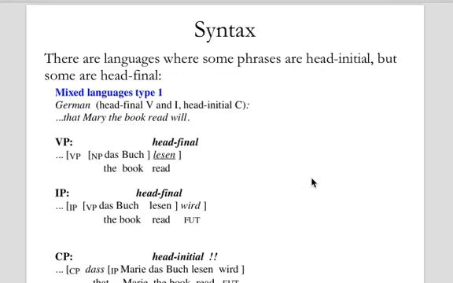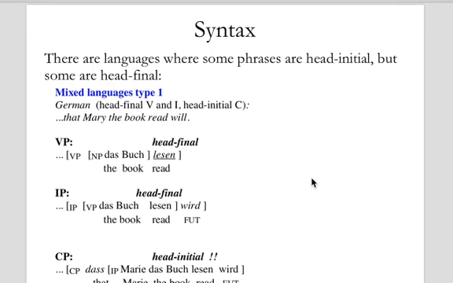Here's a question. Can we have languages that aren't either uniformly head initial or head final? And the answer is yes. There are many languages, probably most languages, that are not entirely head initial or entirely head final, but they mix different kinds of head initial and head final phrases. So let me give you a couple examples. These ones are both Germanic. That's because I happen to have these data at hand. But you can find versions of these patterns in many other language families as well.